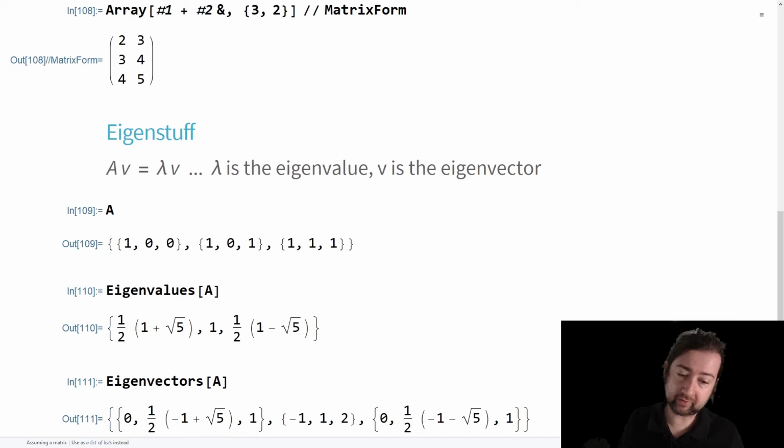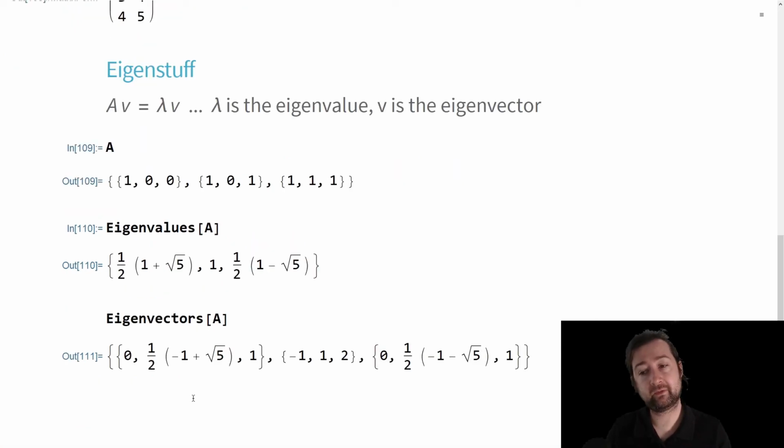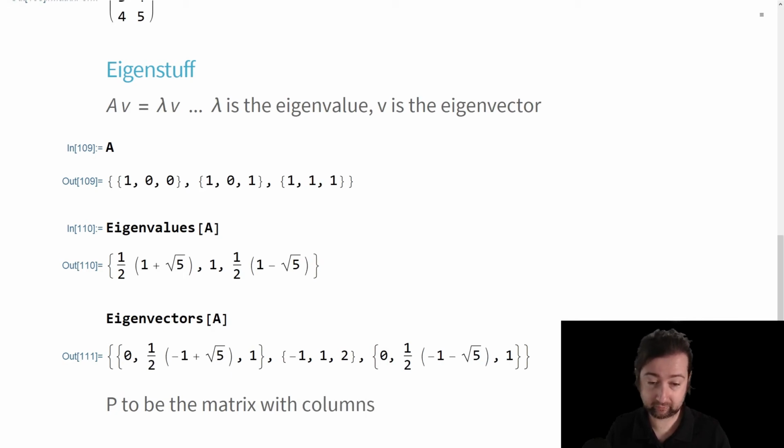Okay, and it looks like we have 3 linearly independent eigenvectors as well. So the point of eigenvalues and eigenvectors is the diagonalization theorem or formula, which says that if you have the matrix P, whose columns are the eigenvectors of A, so we're going to define the matrix P to be the matrix with columns that are eigenvectors of A. Then you can do this.